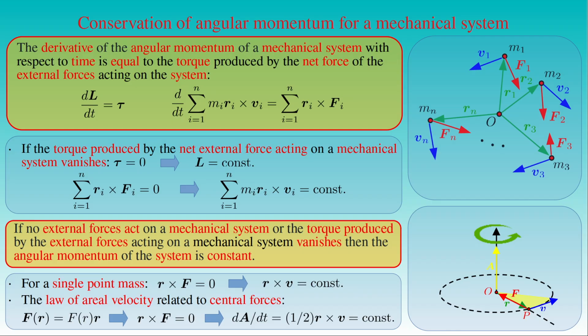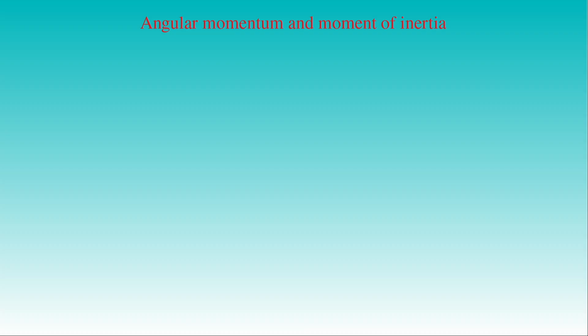Then the central force acting on a point mass with the constant cross product of r and v gives a constant areal velocity for the point mass. As a result, we can conclude that the law of constant areal velocity is a consequence of the conservation of angular momentum in the case of central motion. Now we examine the relationship between the angular momentum of any rotating mechanical system and the inertial properties of the system with respect to its rotation.